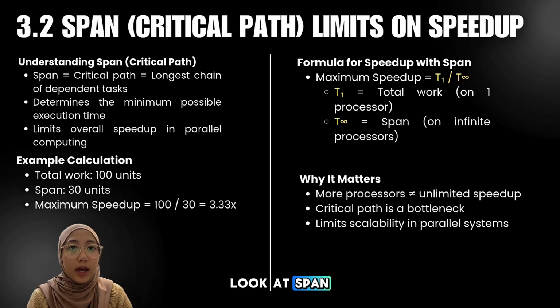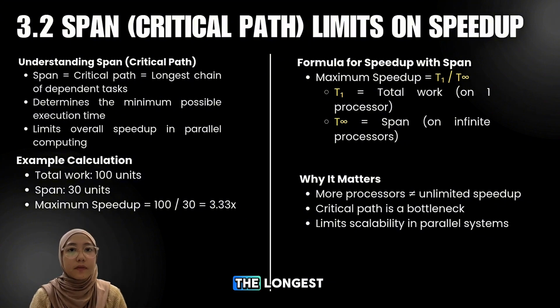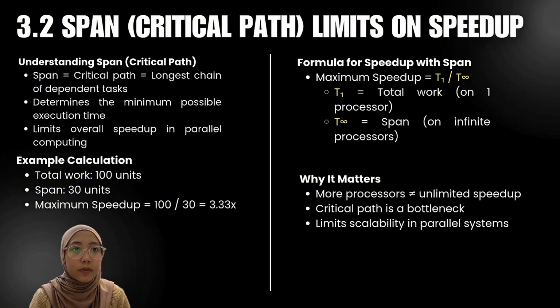So let's take a look at span, also known as the critical path. In a parallel algorithm, the critical path is the longest sequence of tasks that must be performed one after another. This means no matter how many processes we have, we still need to follow this path step by step. So the execution time of the whole program is limited by the time taken to complete this critical path.